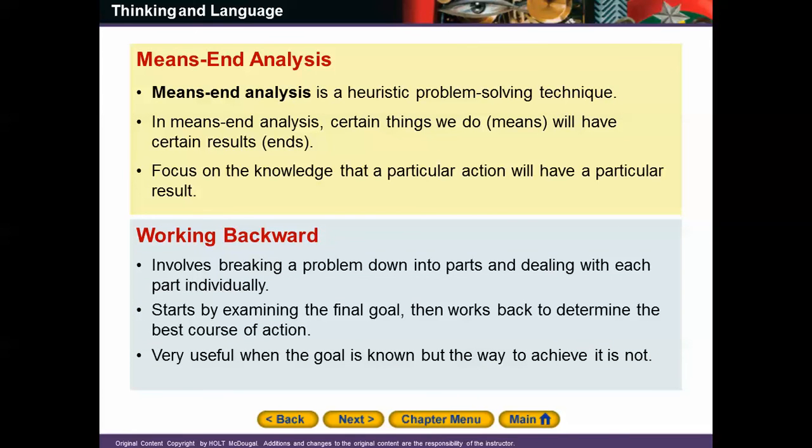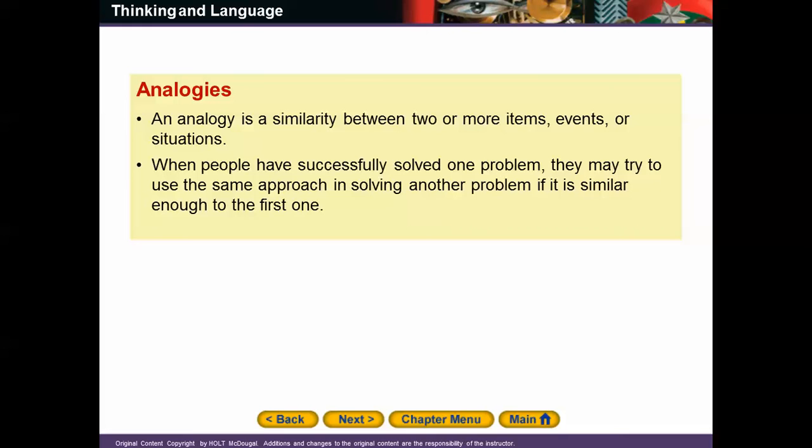Working backward is exactly what it says. It's related to means-ends analysis, but working backward involves breaking down a problem into parts and then dealing with each part individually. The difference is that the problem solver starts by examining the final goal, then works back from the goal to the present position to determine the best course of action. It's particularly useful when we know what we want to accomplish, but we're not sure how best to begin.